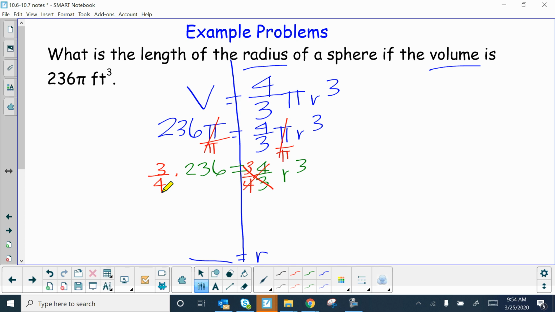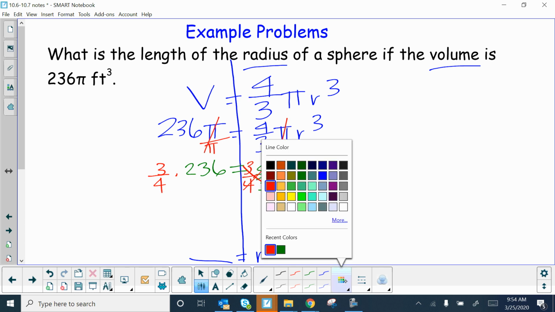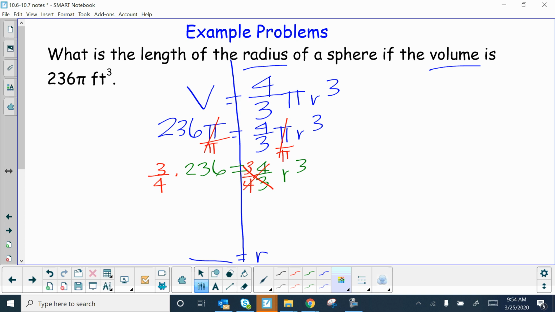So we're multiplying by 3/4. So what is 236 times 0.75, which is the same thing as 3/4? 177. Okay, so I'm going to go to a different color. So this is going to be 177 equals r cubed.